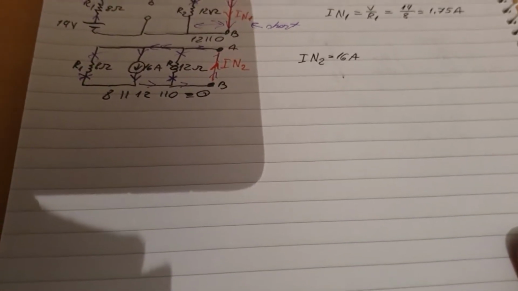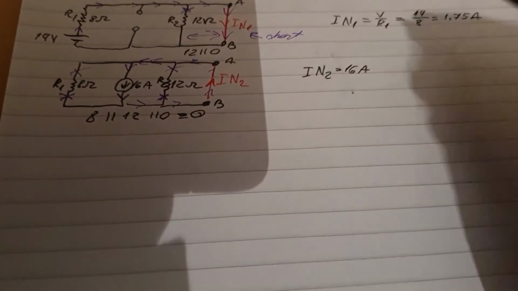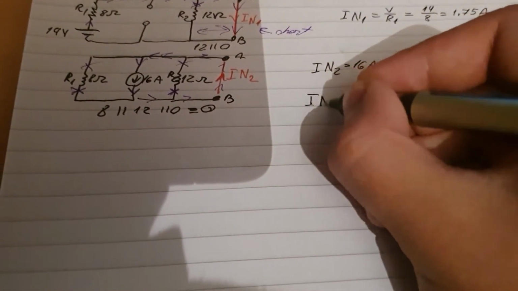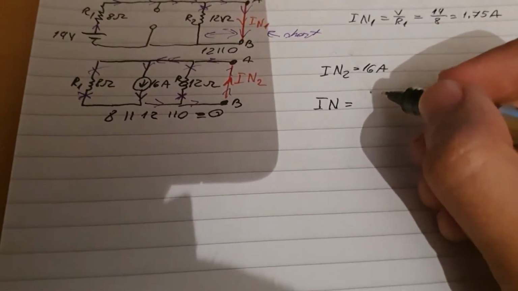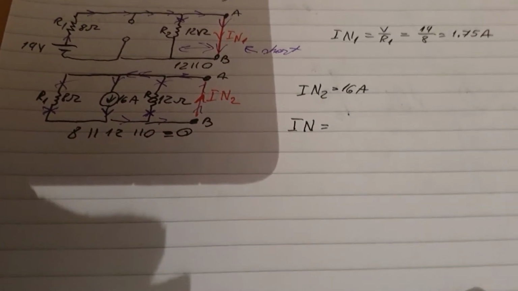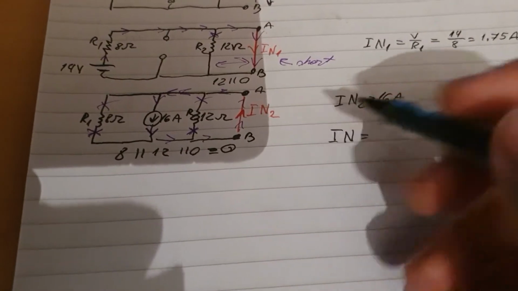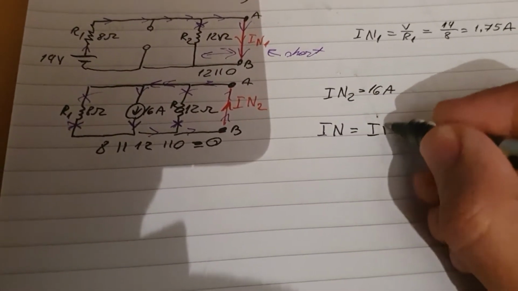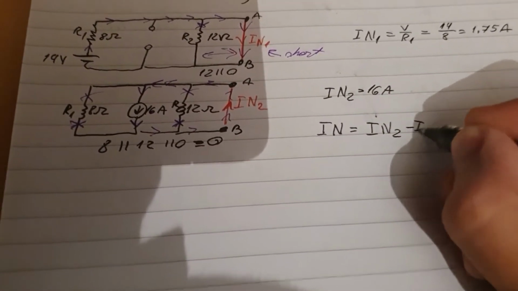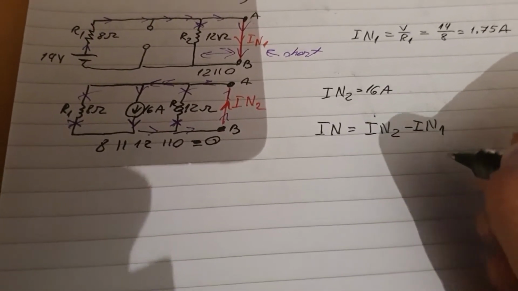Right. Now we just need to put it together, don't we? So we need to determine what IN is equal to, and we need to decide the symbols. I don't know if you noticed, but they will be negative. I guess it's just going to be IN2 minus IN1.